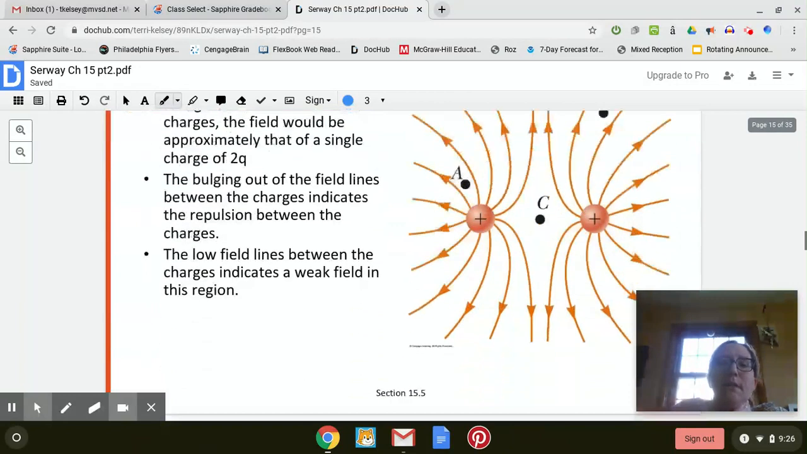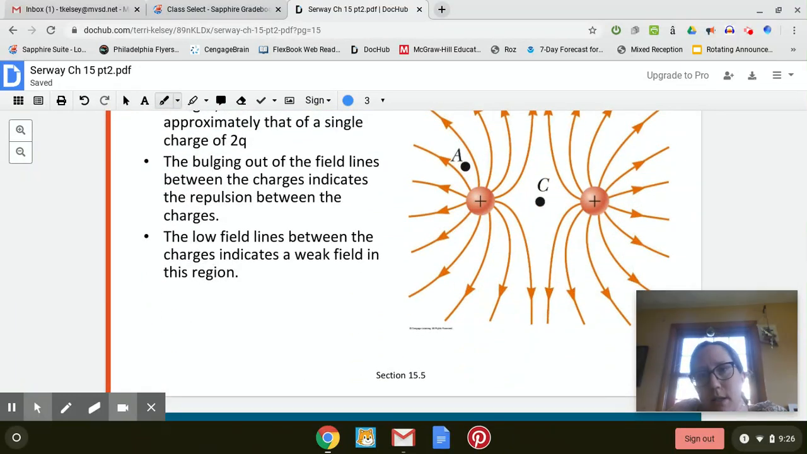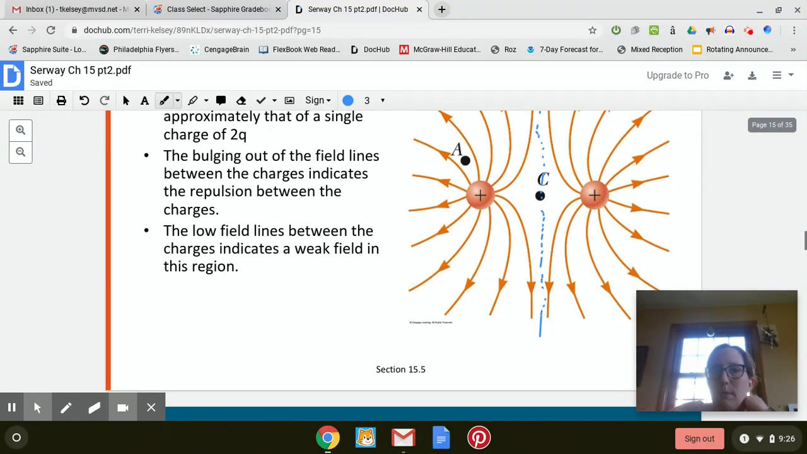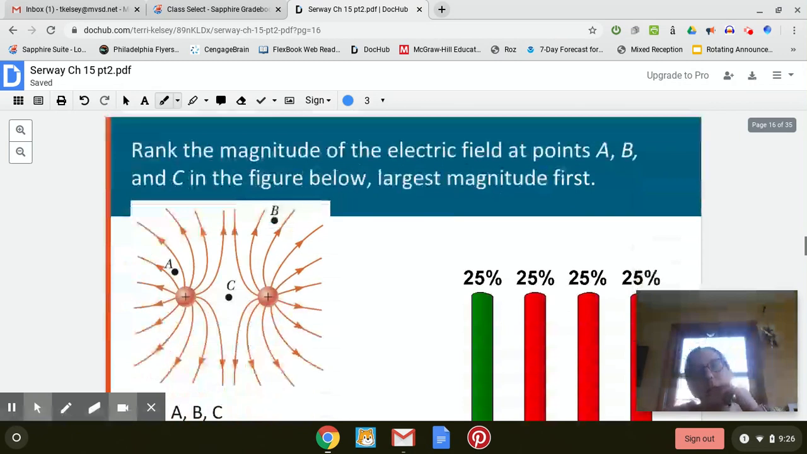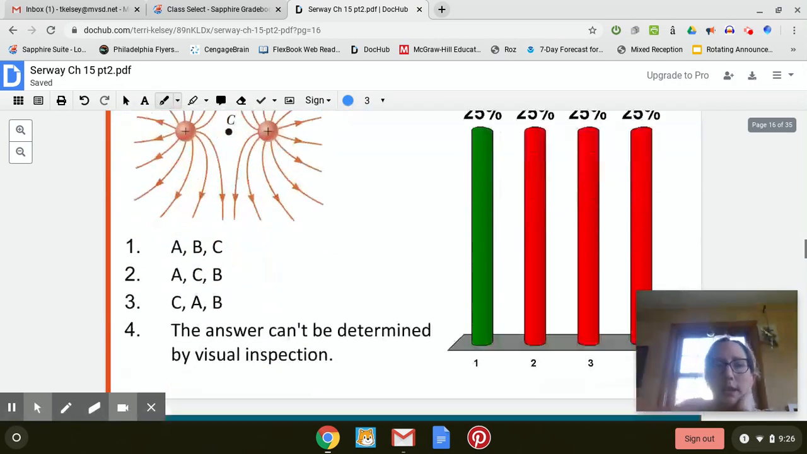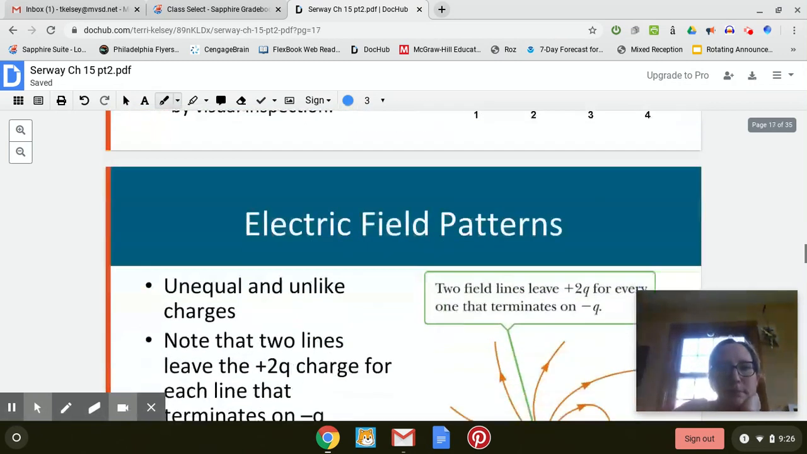Things get really interesting if you bring two positive charges next to each other. In the middle, we have this thing called an asymptote, which is an area that actually has no field. So if I put a point charge at C, it wouldn't actually move. It would be suspended between the fields. And there's a sample question there.